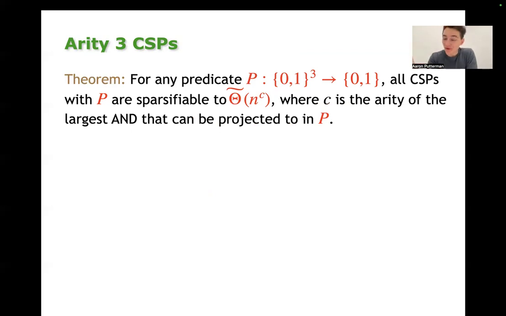Lastly, I'll just mention as a corollary of these preceding theorems, it turns out we can get an exact characterization of which predicates of arity 3 are sparsifiable, or not really which are sparsifiable, but to what sizes they are sparsifiable. I won't go too much into the weeds here, but we show that CSPs with predicate P are sparsifiable to size basically n to the c, where c is in some sense the largest AND that you can find within this predicate of arity 3. You should feel free to look at the paper to see an exact definition of what it means to find an AND inside this predicate.